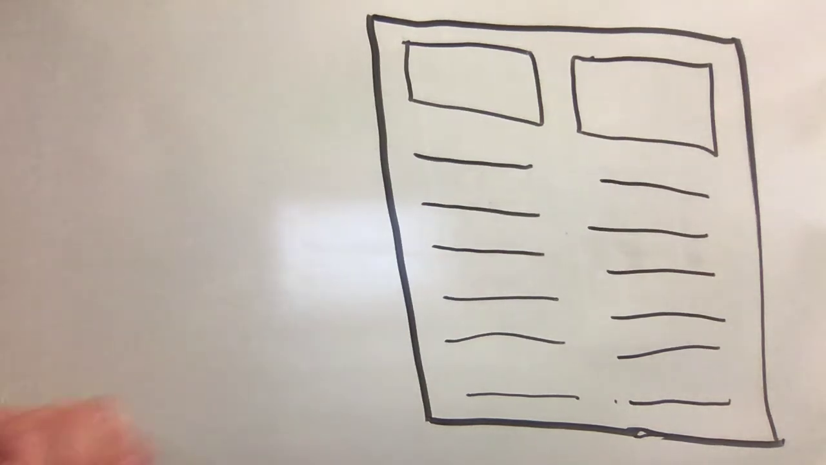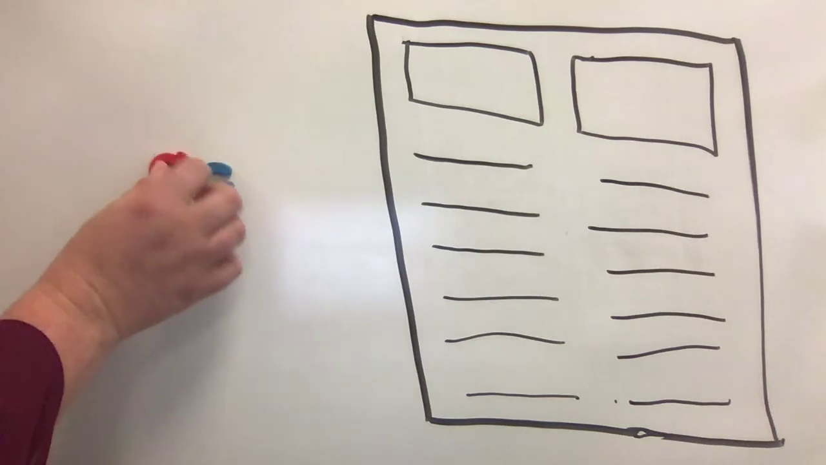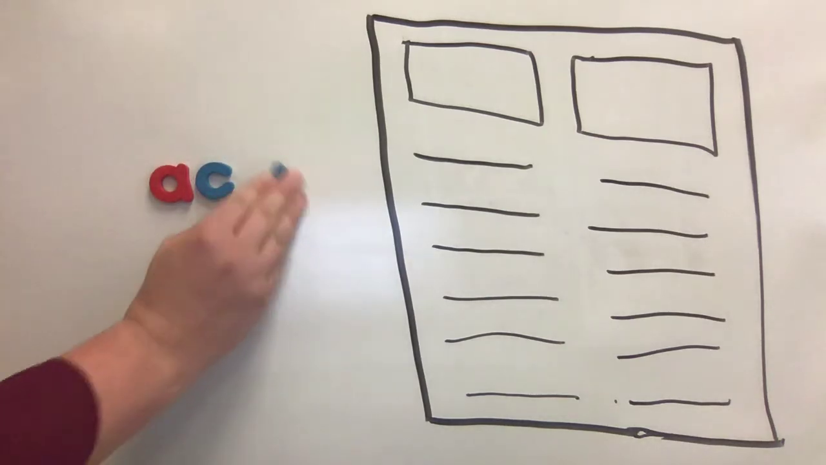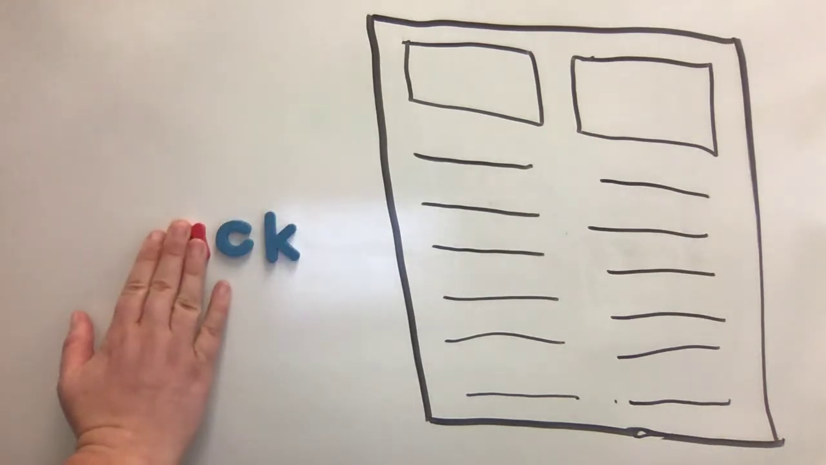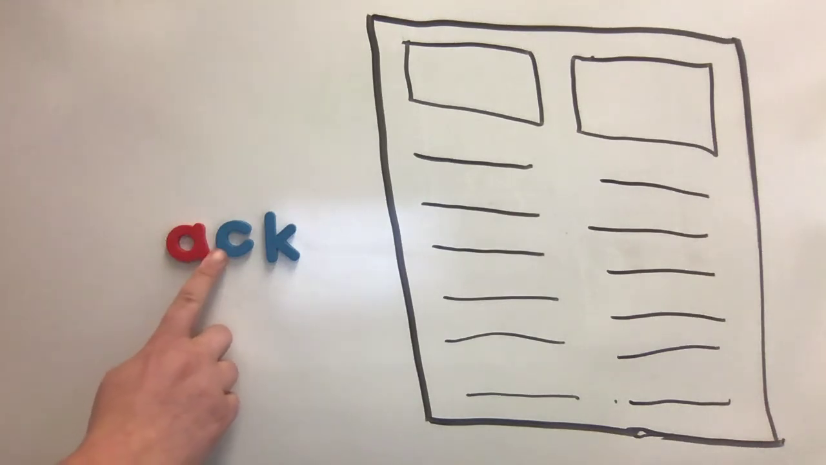Hello, boys and girls. Today we're going to learn about a new word family. Today's word family has an A, C, and a K. This says ack.